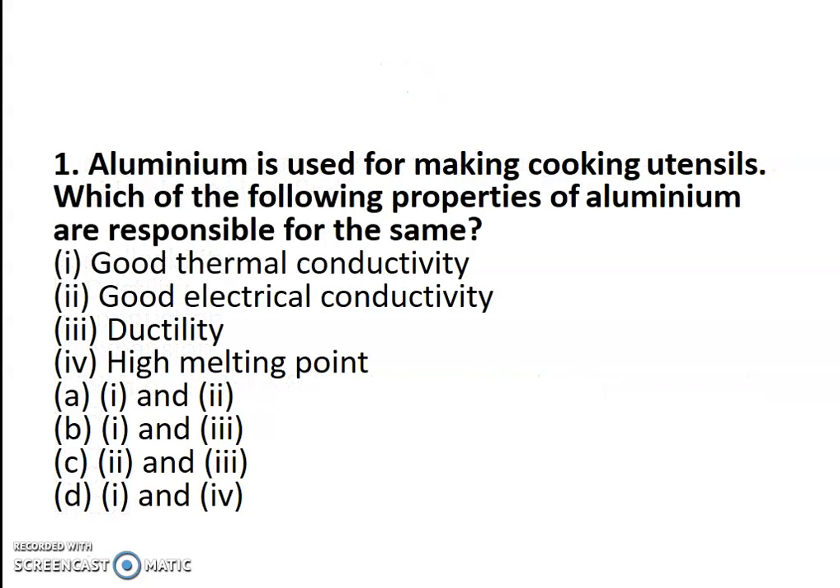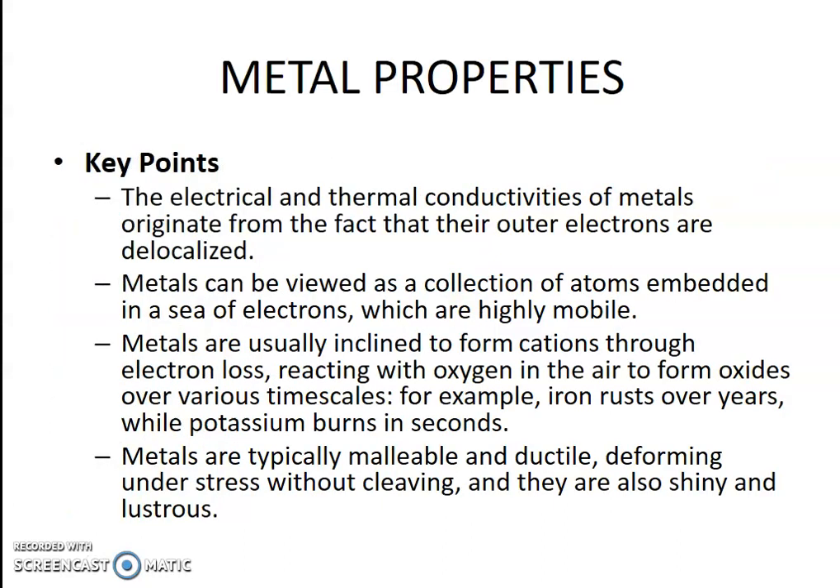Aluminium is used for making cooking utensils because of its high melting point and good thermal conductivity. The answer is D. From this we will understand why metal is important and why it is used in the engineering field. Thank you so much.